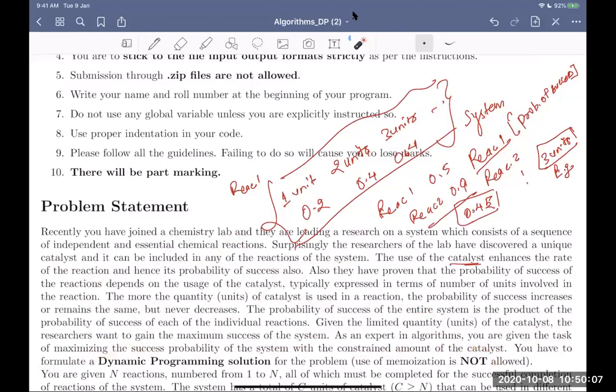So how can you use dynamic programming to find out what would be the appropriate assignment of the catalyst such that you get the maximum probability? And you should use dynamic programming. Do not use memoization, that has also been taught.